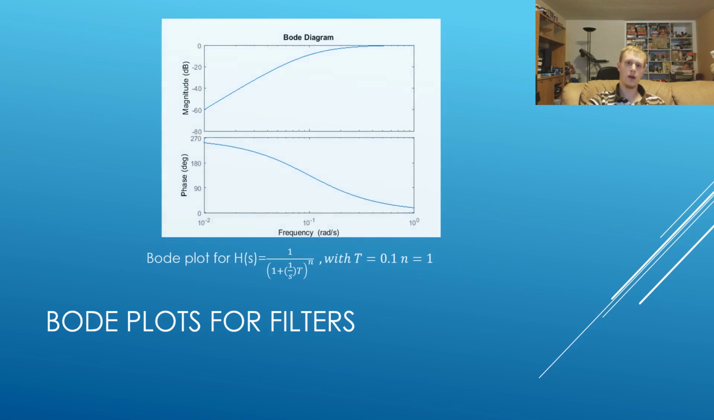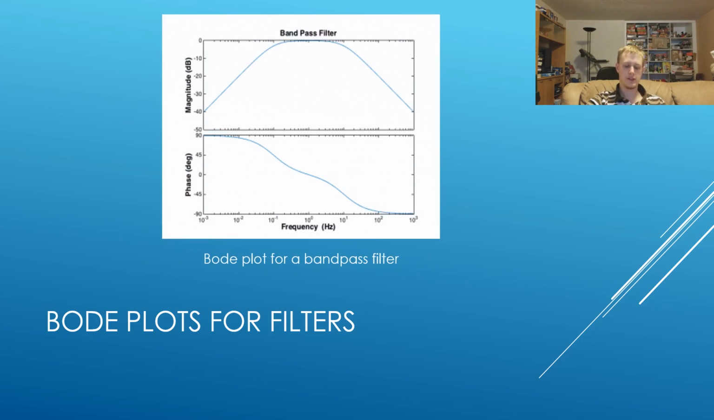Now this is the Bode plot for the same transfer function, but I've replaced s with 1 over s. This is the transfer function for a high-pass filter. By putting these two filters in series, we get a bandpass filter with a Bode diagram that looks something like this.